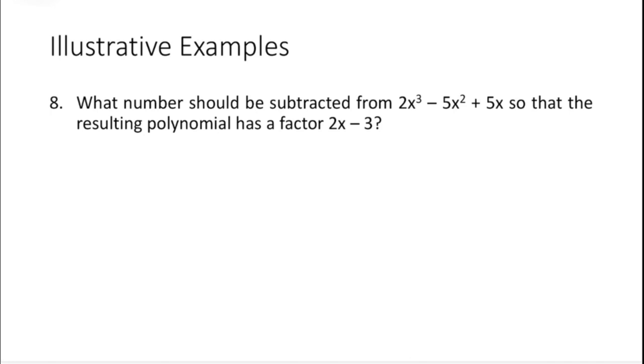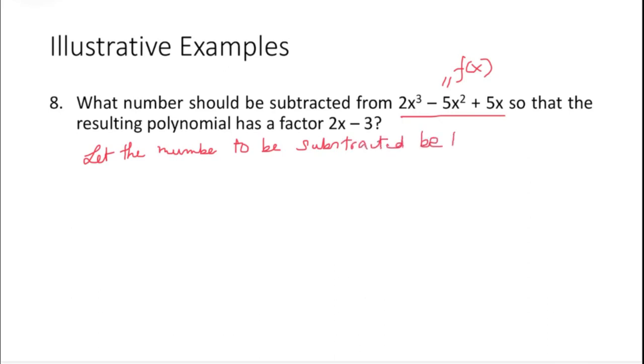Question number 8. What number should be subtracted from this equation or this function? We can put it as f(x). So what number should be subtracted from f(x) so that the resulting polynomial has a factor x minus 3? So some number has to be subtracted, so let the number to be subtracted be k.